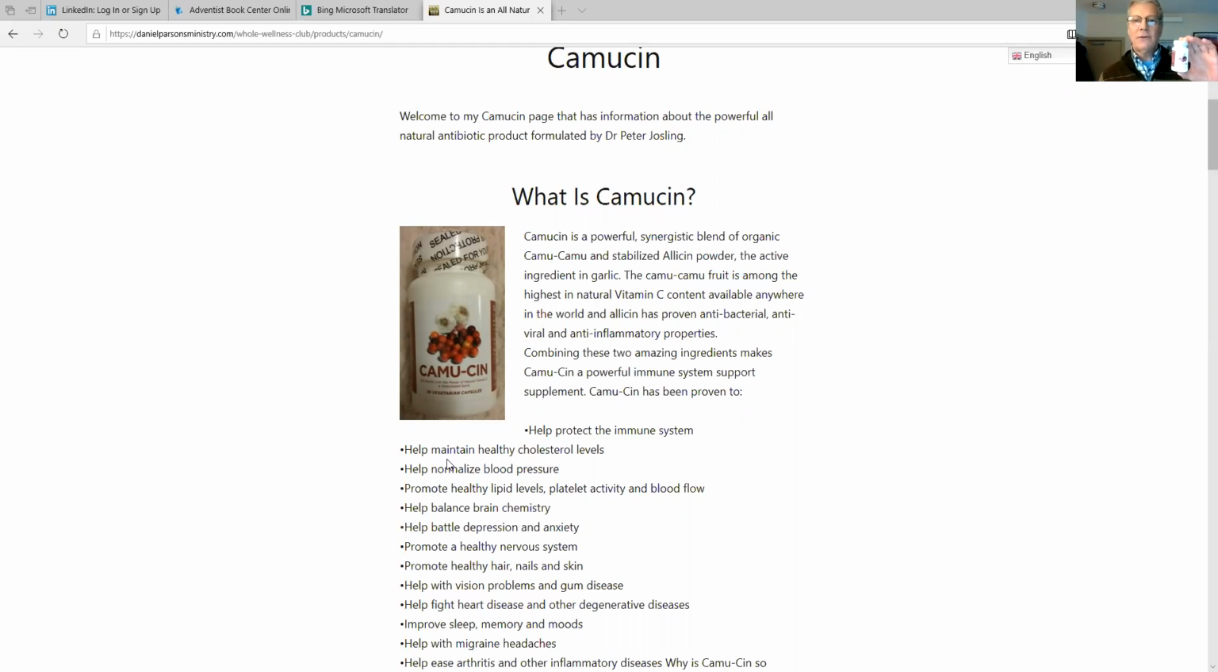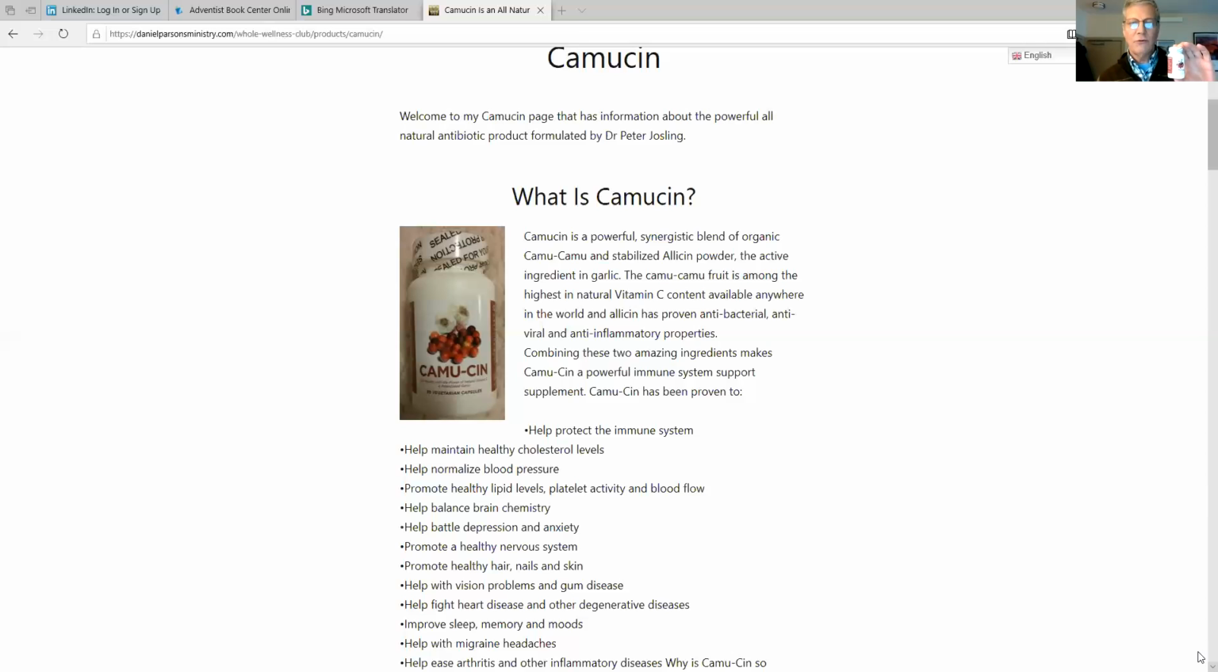Camucin is a powerful synergistic blend of organic Camu and stabilized Allicin powder, the active ingredient in garlic. The Camu fruit is among the highest in natural vitamin C content available anywhere in the world. And Allicin has proven antibacterial, antiviral, and anti-inflammatory properties. Combining these two amazing ingredients makes Camucin a powerful immune system support supplement.